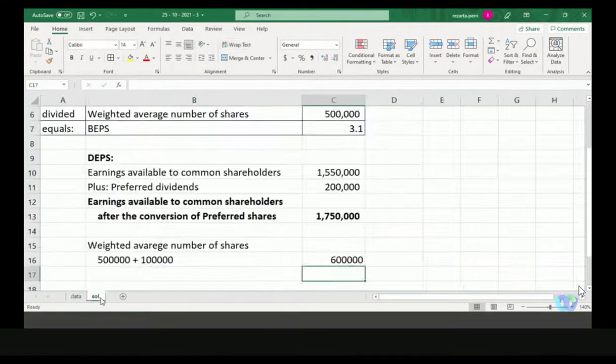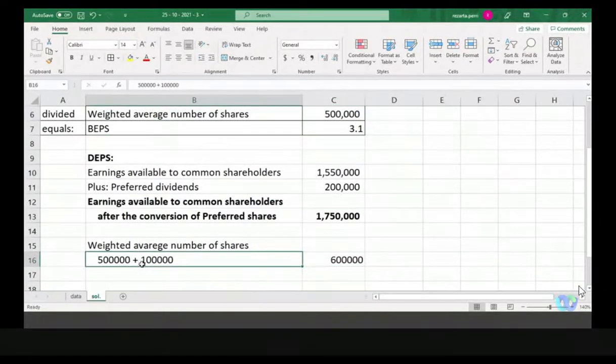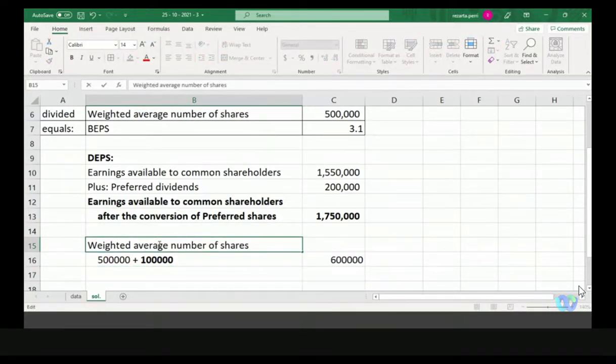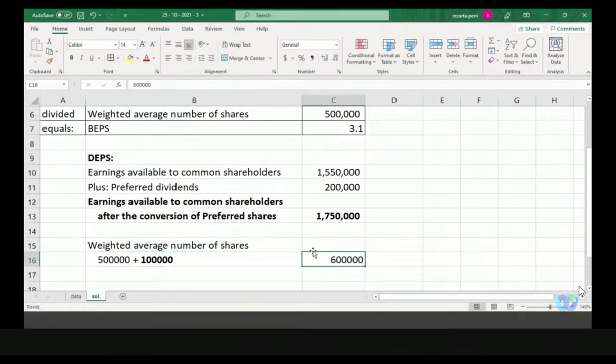That is, I start with 500,000 ordinary shares, and the number of new shares that are going to be converted are 1 to 5. If we have 20,000 preferred shares, we will receive 100,000 common shares out of them. So the new weighted average number of shares is going to be 600,000.